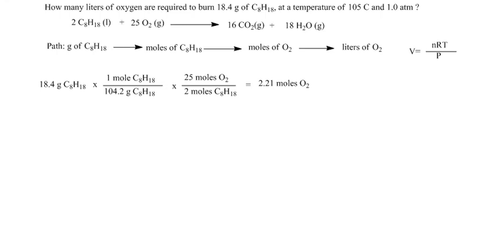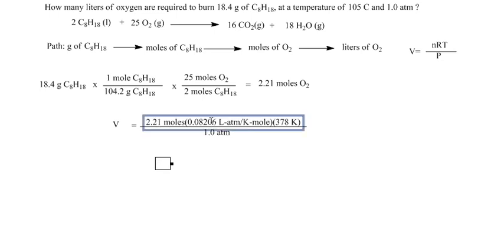I'm going to take that number and plug it into my ideal gas law. So we're going to say the volume, I didn't label it here, but the volume equals 2.21 moles times my ideal gas constant times the temperature, which you notice I converted to Kelvin. 105 Celsius, we need to convert that to Kelvin, divided by 1 atmosphere. And when we solve for that, we find that it's 68 liters.